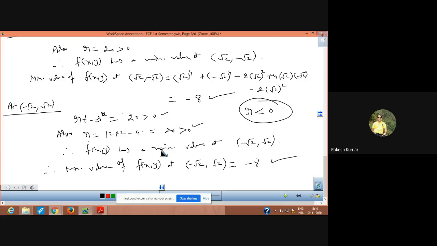So this is the procedure to find out whether the point is a point of minima or whether the point is a point of maxima. तो ये एक तरीका है. This is the method by which we can verify or we can find out whether the point is a maximum point or a minimum point. Okay?